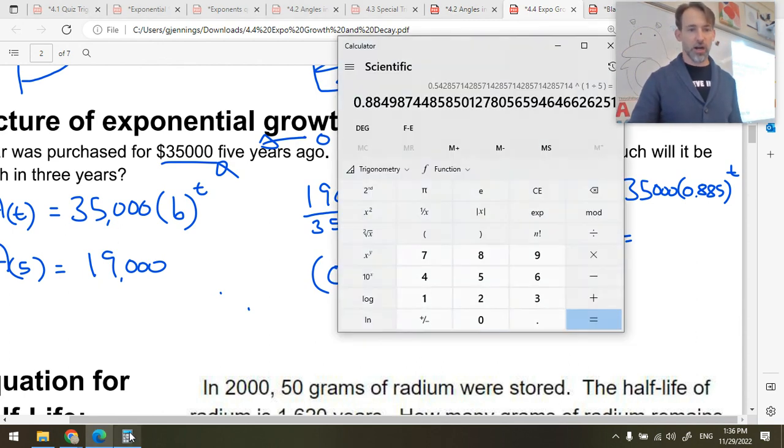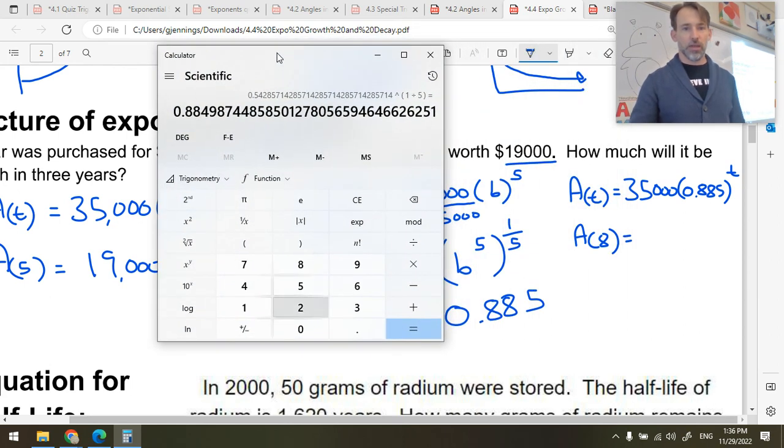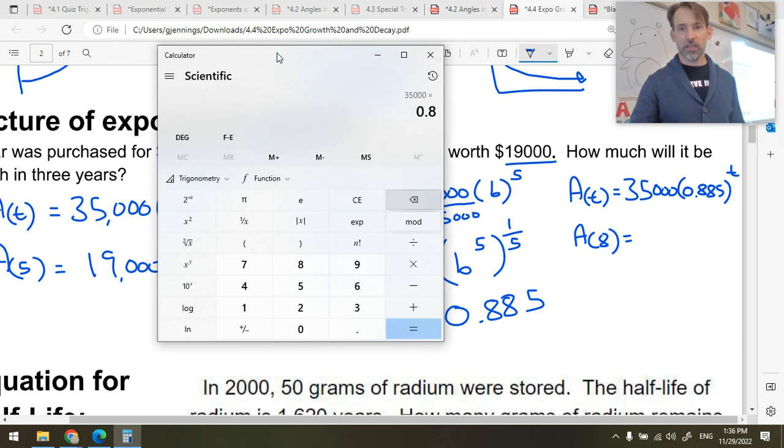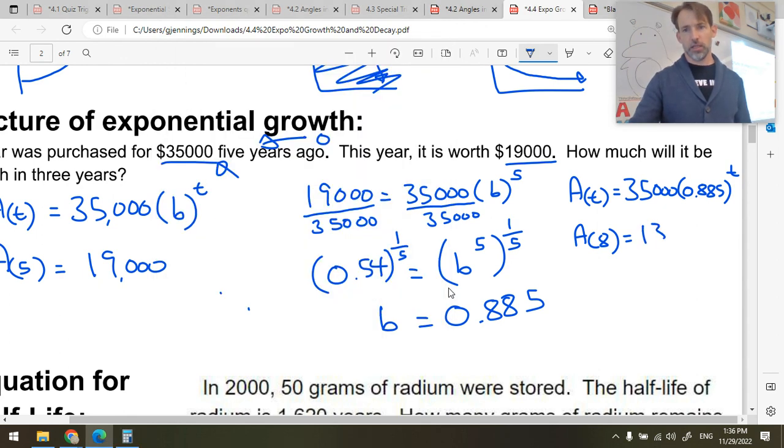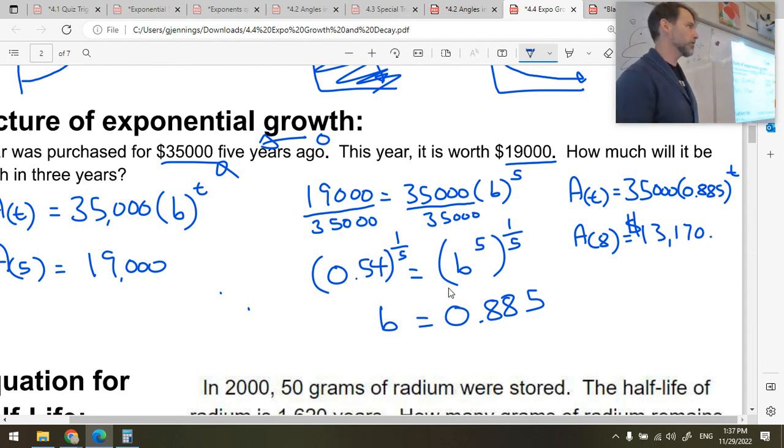8 years after purchasing this car, it's going to be worth, I'll move this over here, $35,000 multiplied by 0.885 raised to the power 8 equals, it will be worth $13,170.86 to be very precise. So therefore, the car will be worth $13,170 in 3 years from now. That would be wrapping up that type of question.